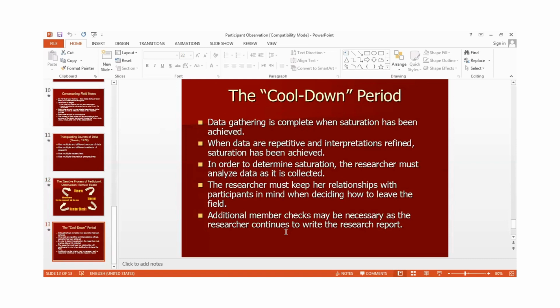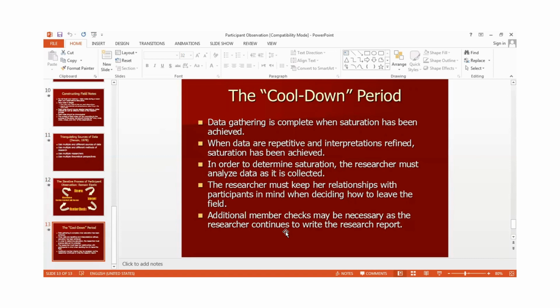The third is the cool down period. Data gathering is complete when saturation has been achieved. So, observation is not a single process. You can do it twice, you can do it three times, you can do it by formally conveying that I am coming to your class for observation, or you can go there suddenly in the class. So these are the saturation levels.